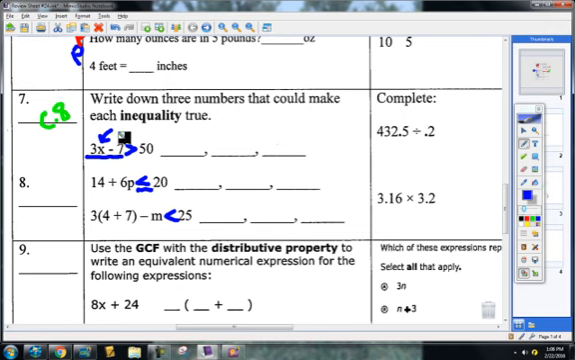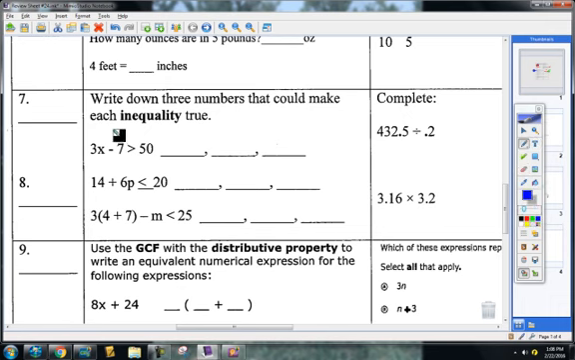So for instance, let's say I plugged in 0. 3 times 0 is 0. 0 minus 7 would be negative 7. Okay, now, I know you don't know that, but it is. Is negative 7 going to be greater than 50? No. So 0 would not make this inequality true. Okay?